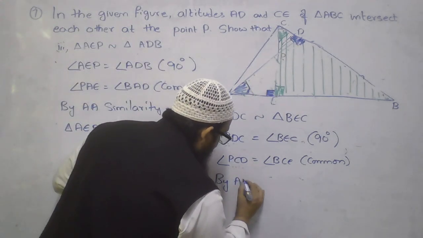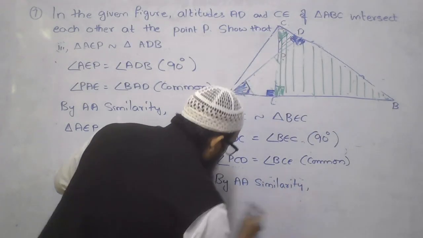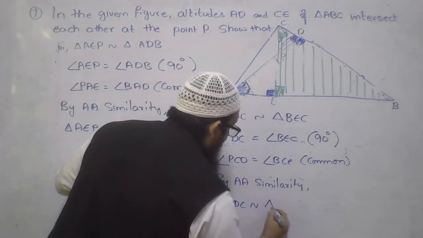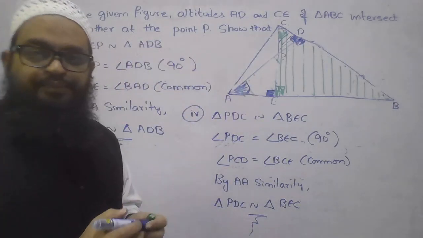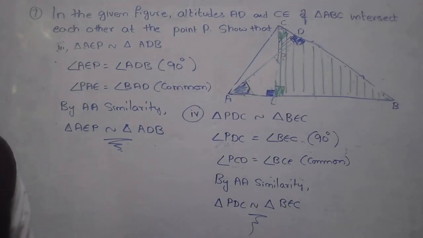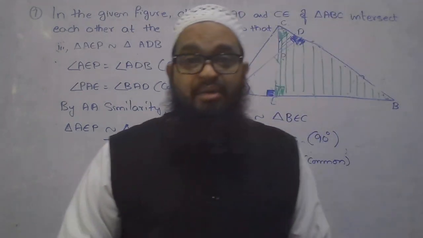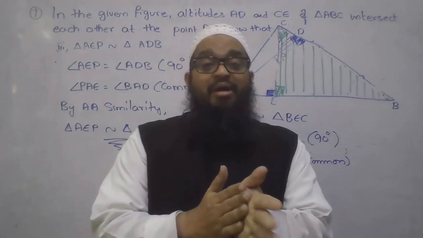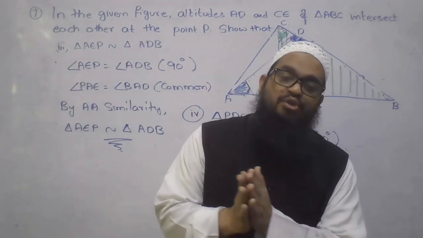By angle similarity criterion, triangle PDC is similar to triangle BEC. Got it, my dear students? Understood now? See, when you differentiate these triangles, you will clearly understand. So, let us see the next problem in the coming video, and please practice it. It looks very easy, but when you draw the triangle and shade it, only then will you understand which one is common.